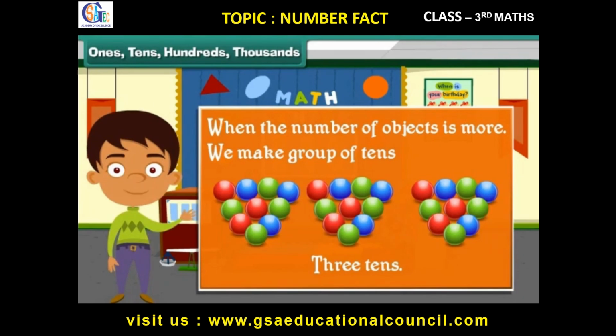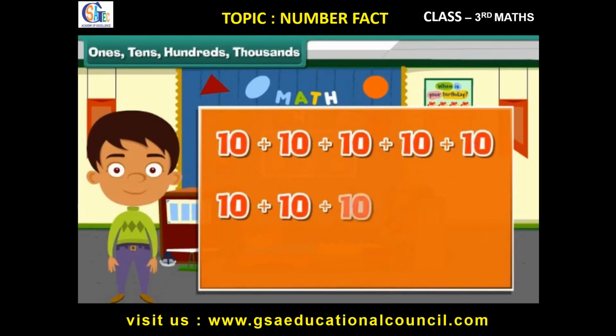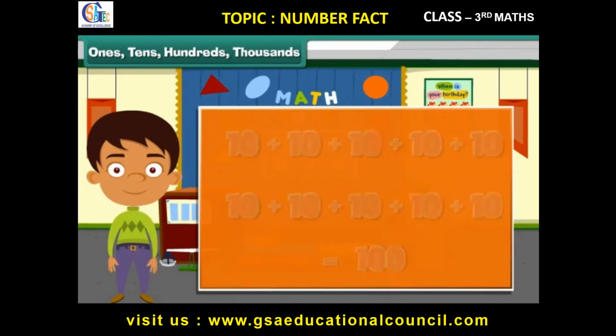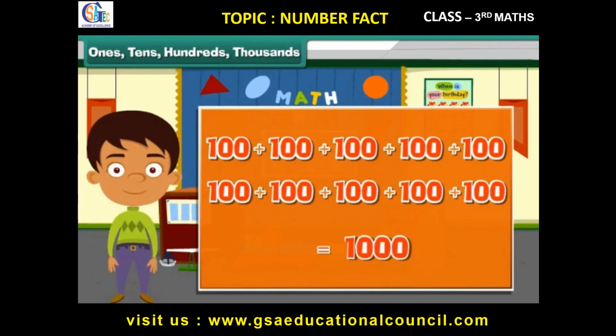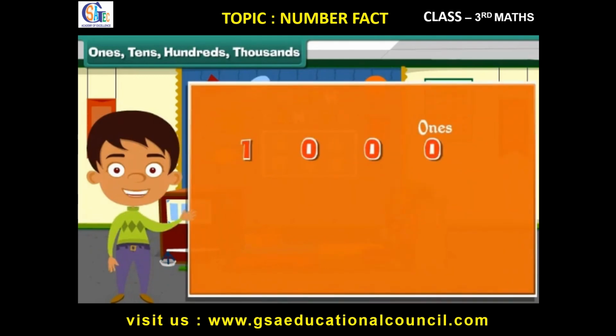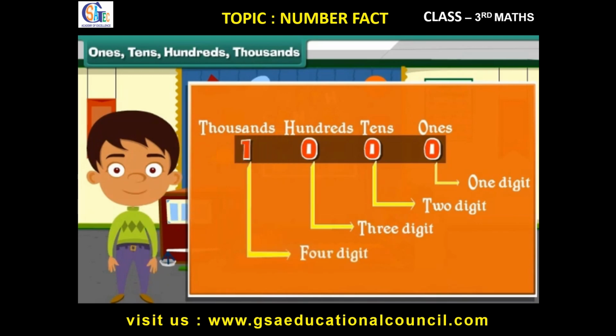What if there are lots of tens? We make a group of 10 tens and call it hundreds. When we have 10 hundreds, we call it 1,000. Observe that in ones we have only one digit, in tens we have two digits, in hundreds we have three digits, and in thousands we have four digits.